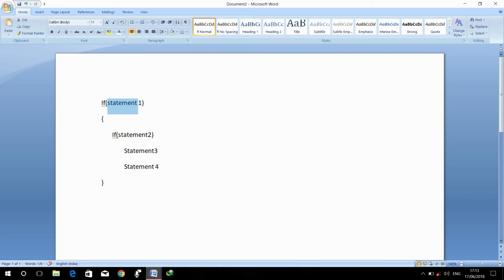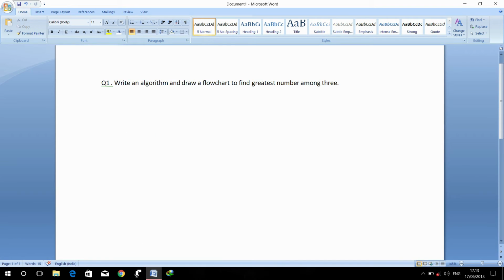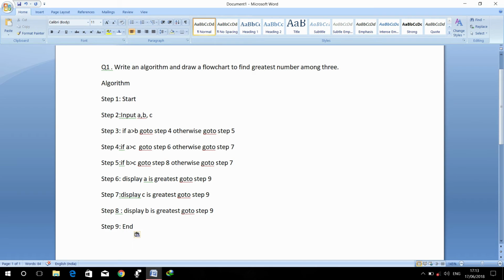Now let's move on to our first question: write an algorithm and draw a flowchart to find the greatest number among 3 given numbers. This program has to be done using the nested if concept. So first of all, let's take a look at its particular algorithm. This is the algorithm of this particular problem.